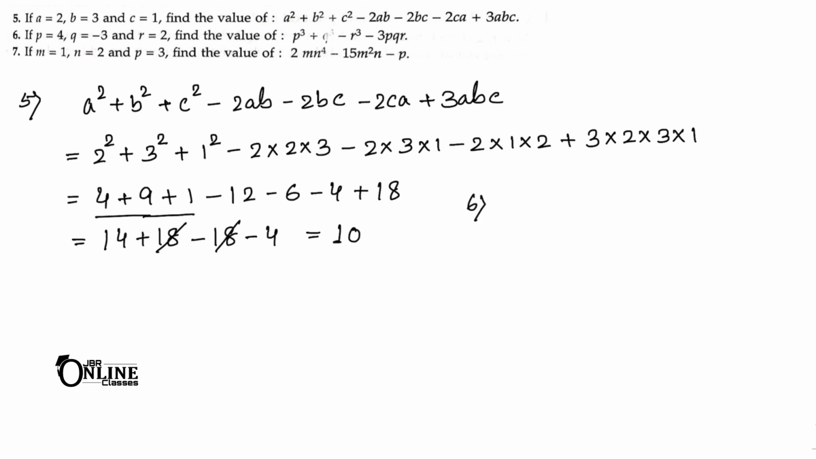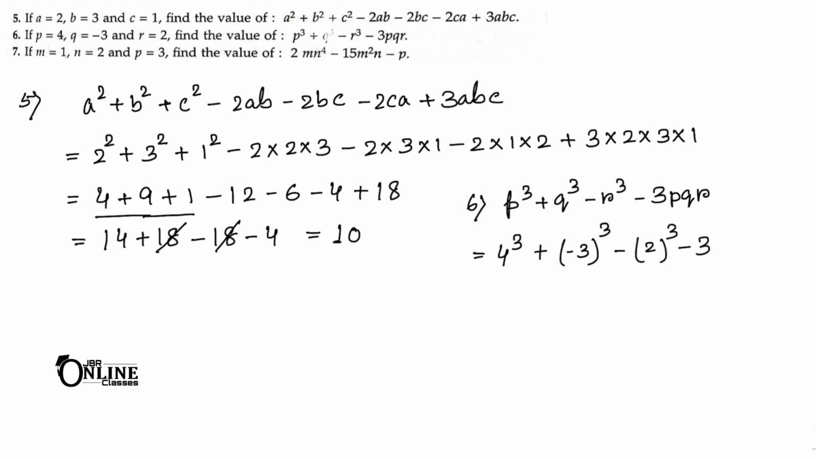Now sum number 6. Sum number 6 here, P cube plus Q cube minus R cube minus 3PQR. So P to the power 3 or P cube, same thing. So first write down here as P equal to 4. So 4 to the power 3 or 4 cube. Next one here, Q cube. Value of Q equal to minus 3. So minus 3 to the power 3. Next here, R, R is 2. So 2 to the power 3.